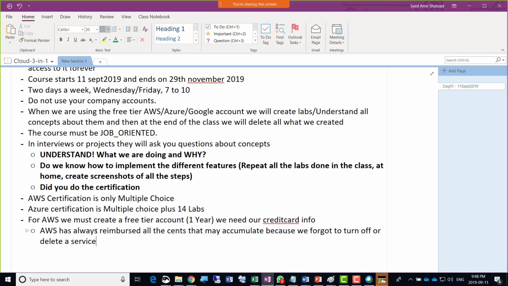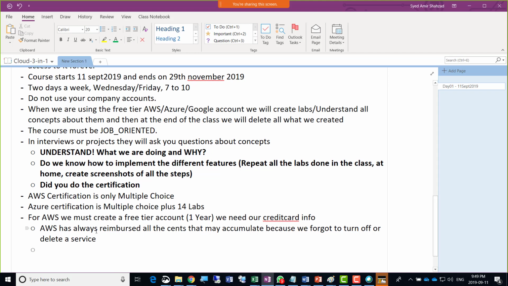Now after 1 year is done, do not use services. They will charge you, right? Some of the services are free forever, like the EC2 micro virtual machine instance, which is free pretty much forever, even after that period has passed. But many of the services are not free. So we're going to use all the services, but then delete them after we have implemented and understood everything. So for next week, we need to create that free tier account. For the Azure account, we will create it once we are done with all the AWS labs.